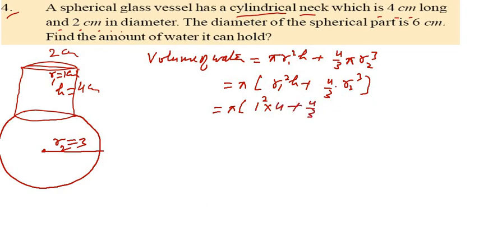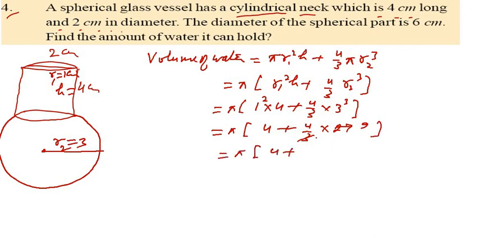4/3. It is pi is common. And R2 is given as 3. So it is the 3 cube. So you can say pi, it is 4 plus 4/3 into 3 cube, that is 27. So 3 9s are 36, and here is the pi into 40, pi. So you can say 40 pi. Now put the value of pi and get the answer. So your answer is 40 pi centimeter cube.